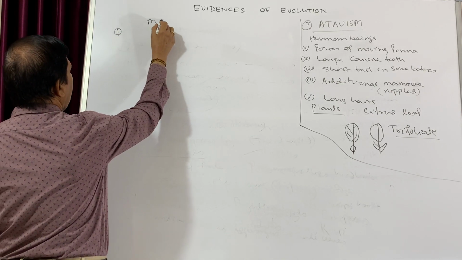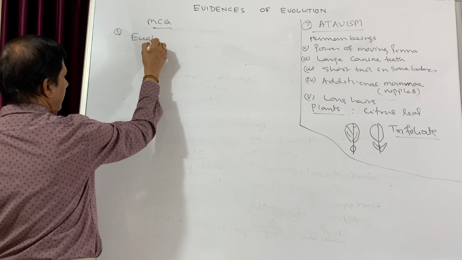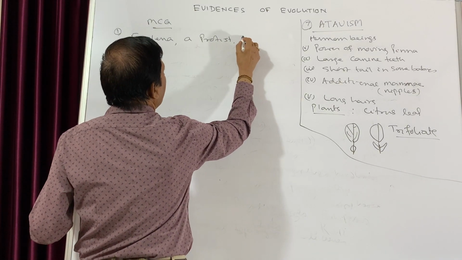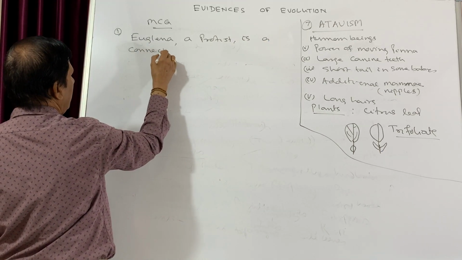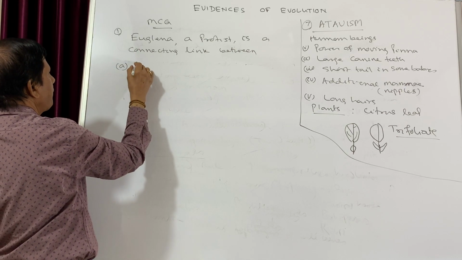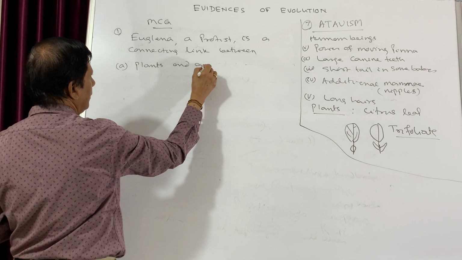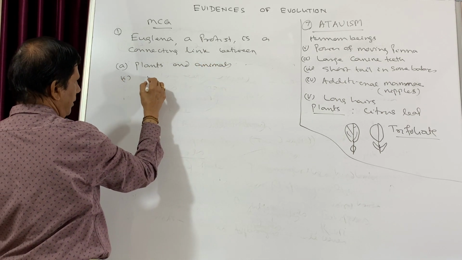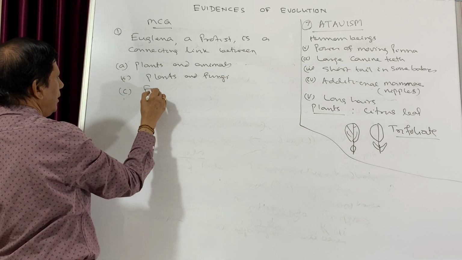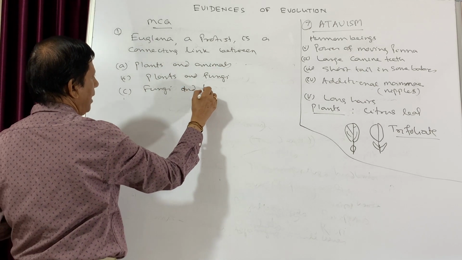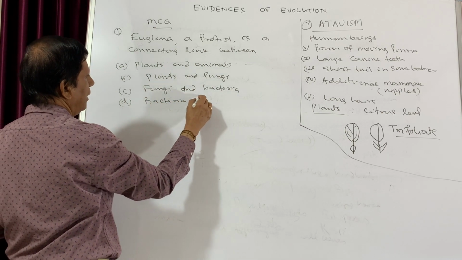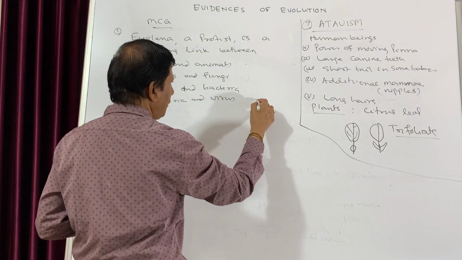So one question. Euglena, a protist, is a connecting link between: first choice, plants and animals; second choice, plants and fungi; third choice, fungi and bacteria; and fourth choice, bacteria and virus. This question was once asked in AFMC.